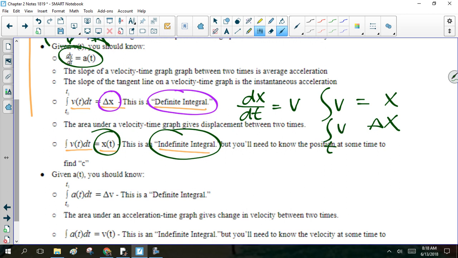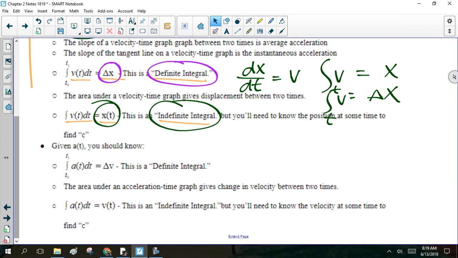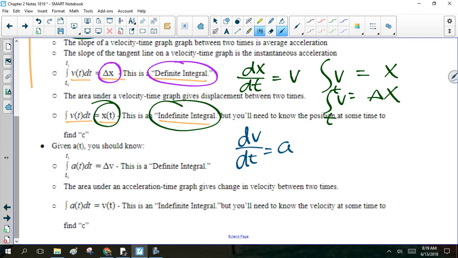Similarly, since the derivative of velocity with respect to time is acceleration, that means if we integrate acceleration, we're either going to get velocity or change in velocity. The change in velocity will come from a definite integral, from time 1 to time 2.